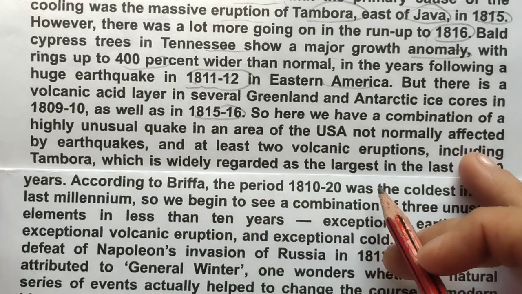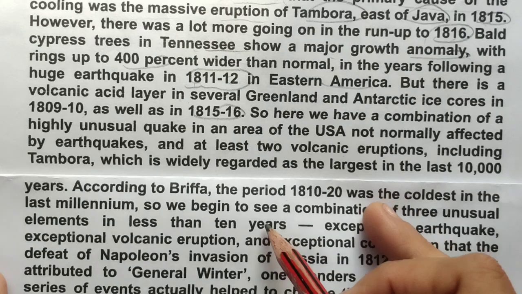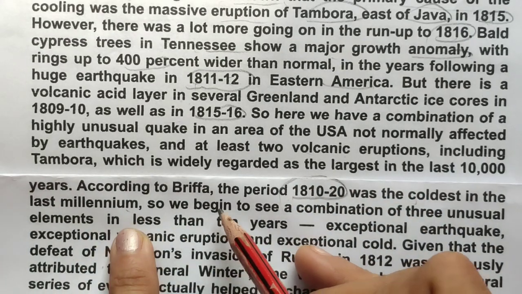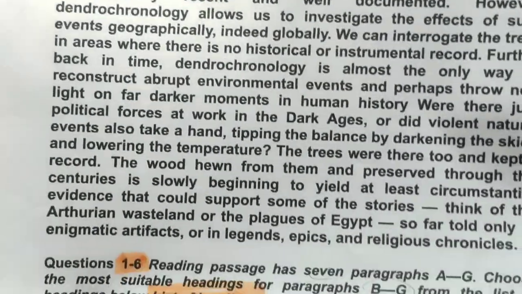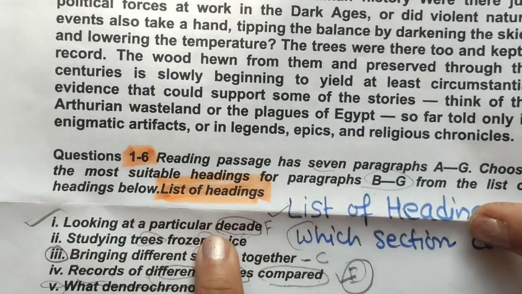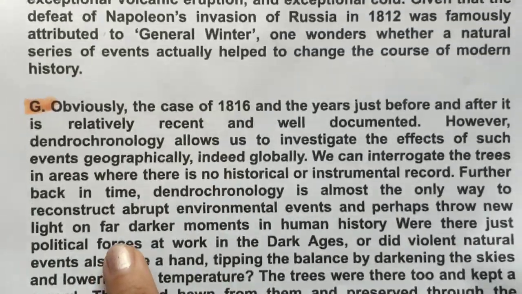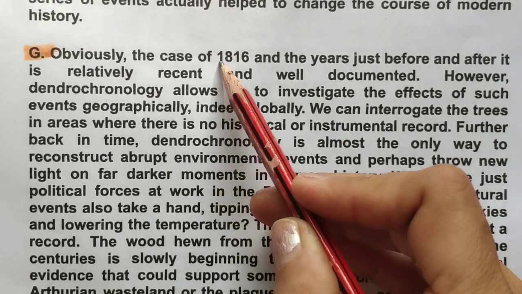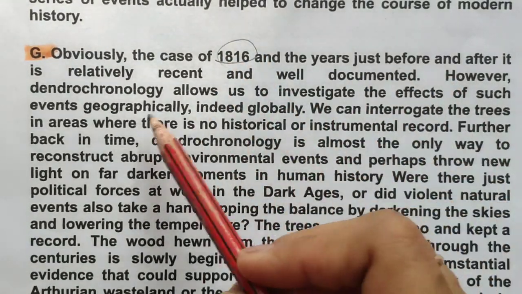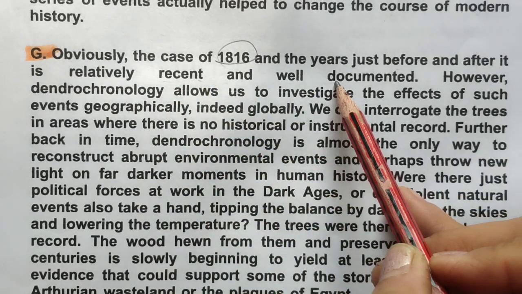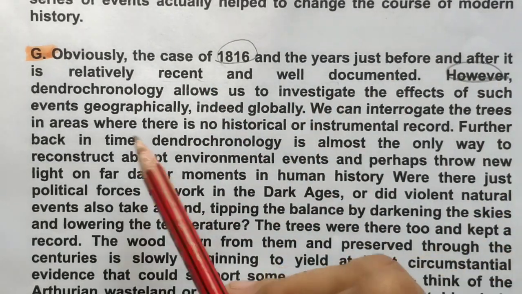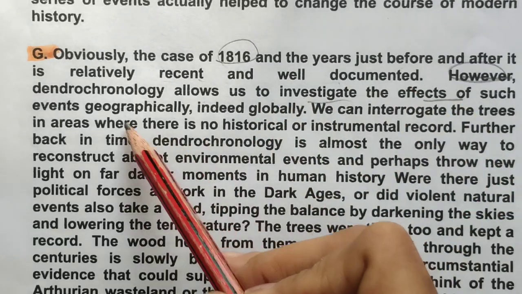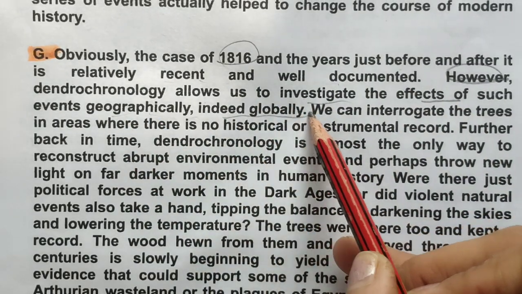So next, also in the next part of this same paragraph, 1810 to 20 was the coldest in the last millennium. So it means we have selected the correct option, looking at a particular decade. Now G paragraph, you can see this G paragraph, let's read it. Obviously the case of 1816 and the years just before and after is relatively recent and well documented. However, dendrochronology allows us to investigate the effects of such events geographically, indeed globally.